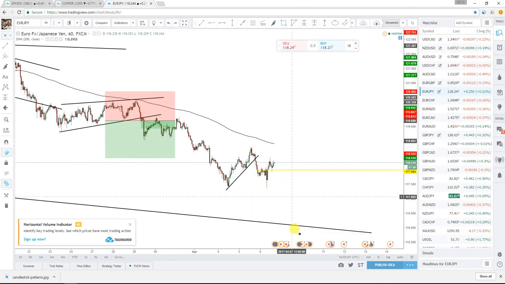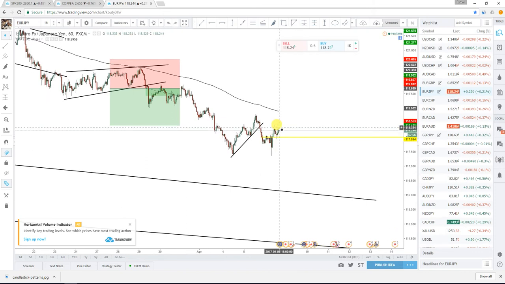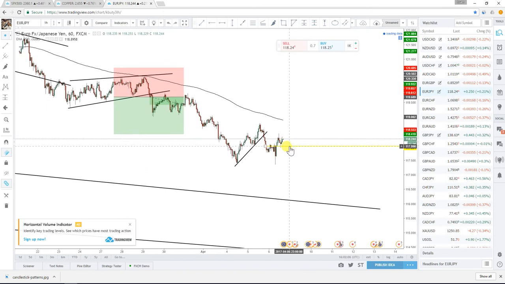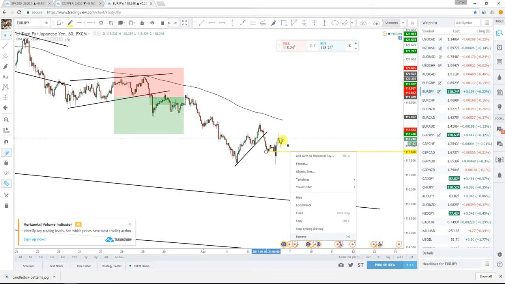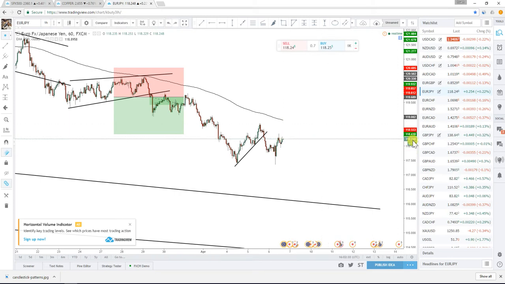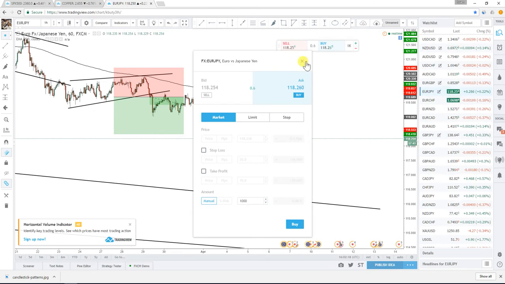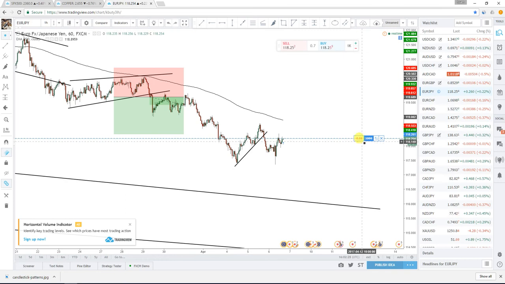Sorry guys, let's say for example I want to buy here. I want to buy a market order. I will buy at this price given, so at 118.25, and I will buy like this. Click on that. It's going to give you buy market. If you click on here, you're going to enter the market immediately at this price. See, the position is opened.